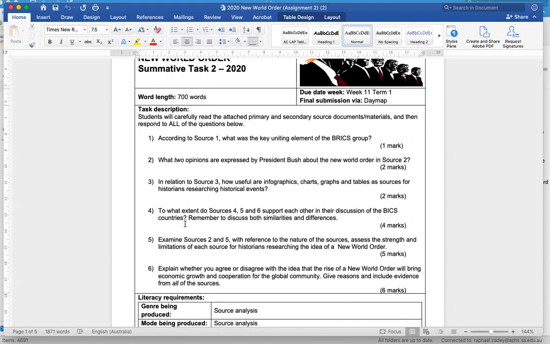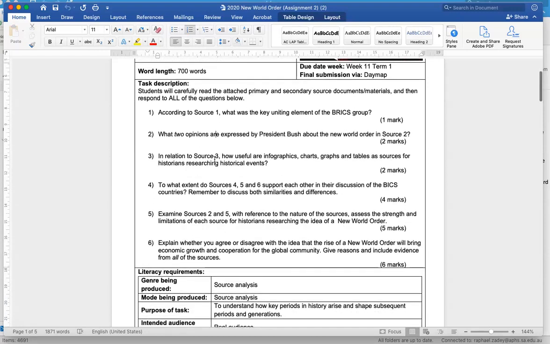We're asked to identify a key fact in the first question. The second asks us for opinions, and opinions differ from facts, of course, and are subtly more complex, subjective. In the third question, it asks us about how useful a certain type of source is, in this case infographics, charts, graphs, tables. You and I know this as non-continuous writing, in other words. It also includes things like posters.